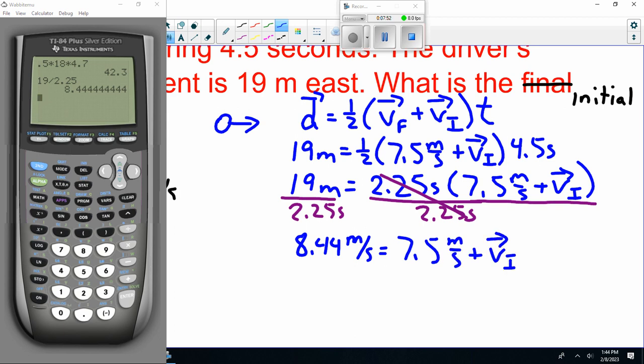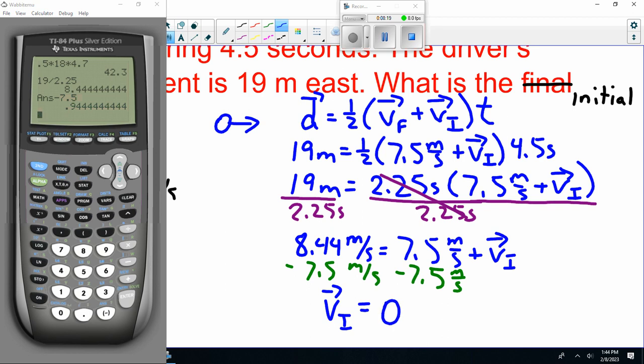Now, some people would say, why don't you, Mr. Sutton, multiply it out, 2.25 times 7.5? That will give you an extra step, because right in here, all you have to do is subtract 7.5 meters per second from both sides, and you're down to the initial is 19 meters over 2.25 seconds, minus 7.5, 0.94.